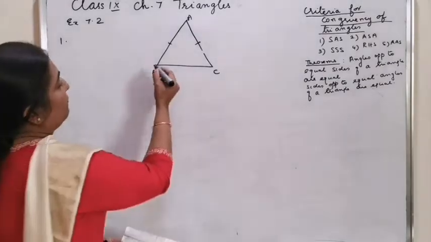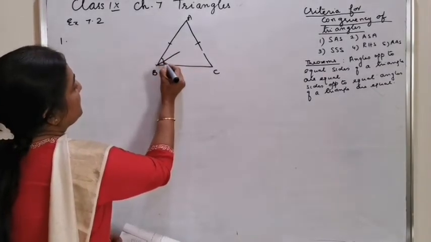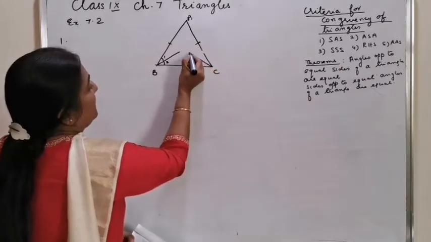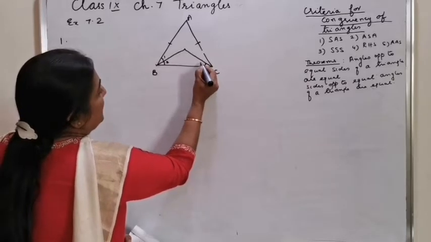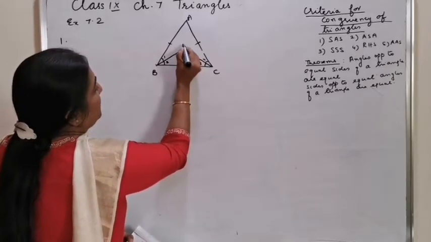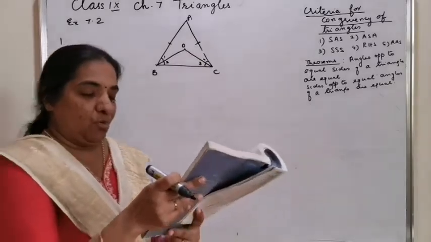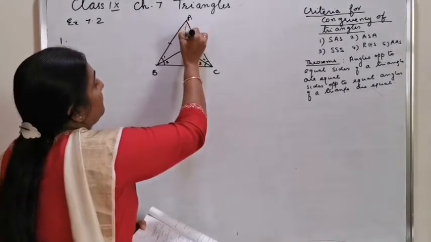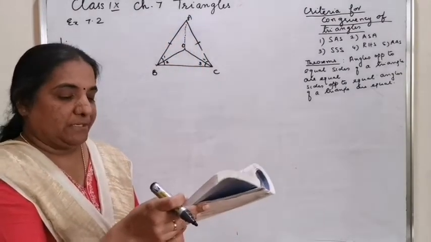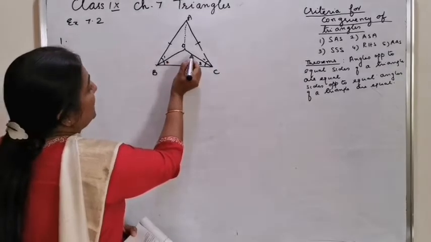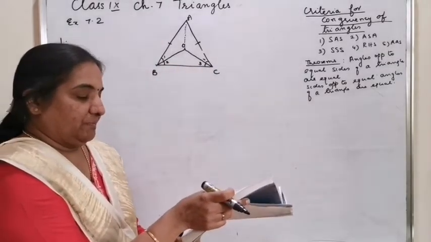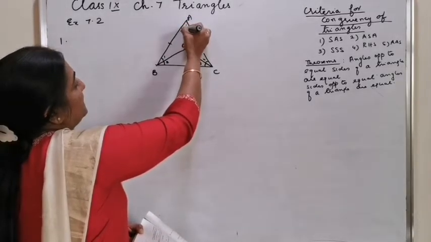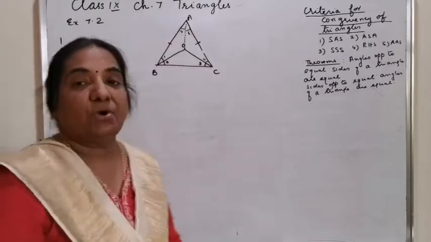The bisector of angle B, that means angle 1 and angle 2 are equal. The bisector of angle C, that means angle 3 and angle 4 are also equal, meet at the point O. Join A to O. Show that OB equal to OC and AO bisects angle A. That means you have to prove that 5 is equal to 6 also.